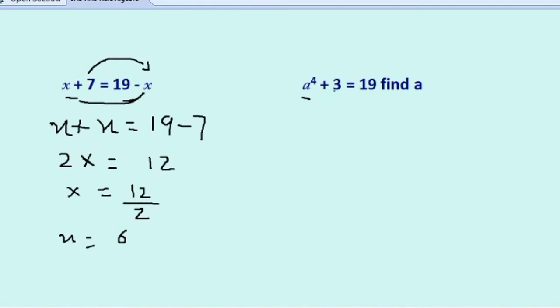Okay, so now what will we do? First we'll transfer this 3 to RHS. So a raised to the power of 4 equals 19. This plus 3 here will become minus 3. Okay, so a raised to the power of 4 equals 19 minus 3, 16. Now we have to convert this 16 into exponent form to solve this problem further. So we'll use the factorization method.